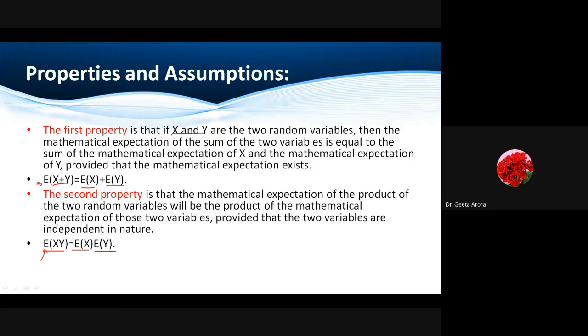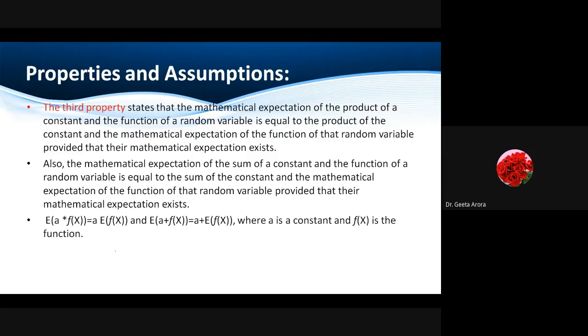Let's see the next property. The third property is about a constant. If we have the product of a constant a and a function f(x), and we take the expected value, or the expectation, then the constant will come out and we take the expectation of f(x).